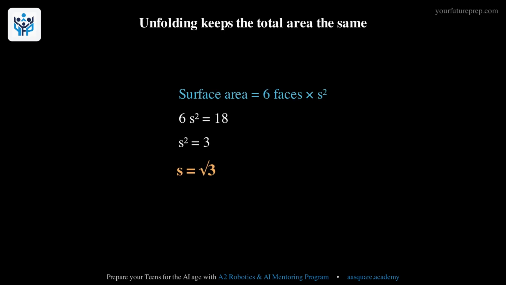If each side has length s, then the surface area is 6 times s squared. So 6 times s squared equals 18. Dividing both sides by 6, s squared equals 3, which means s is the square root of 3.